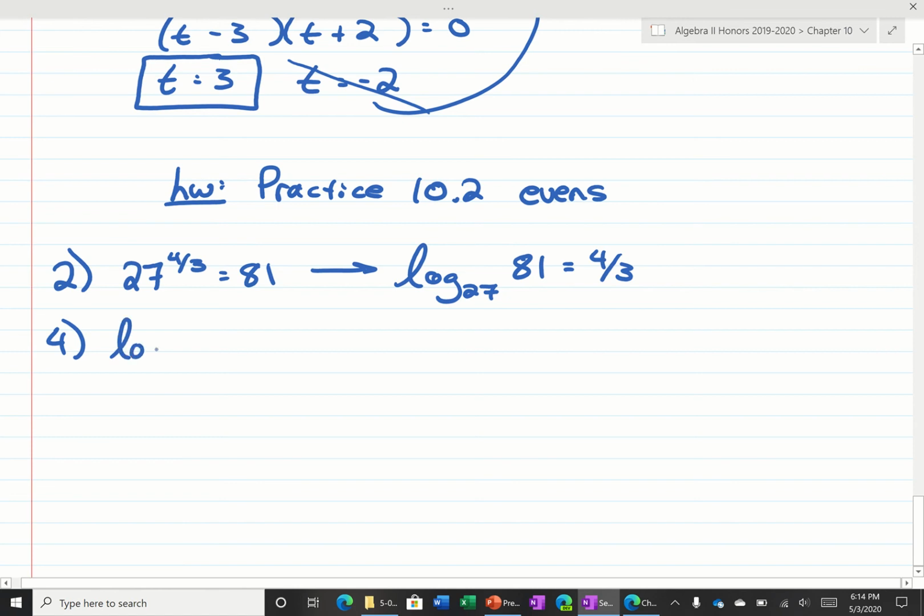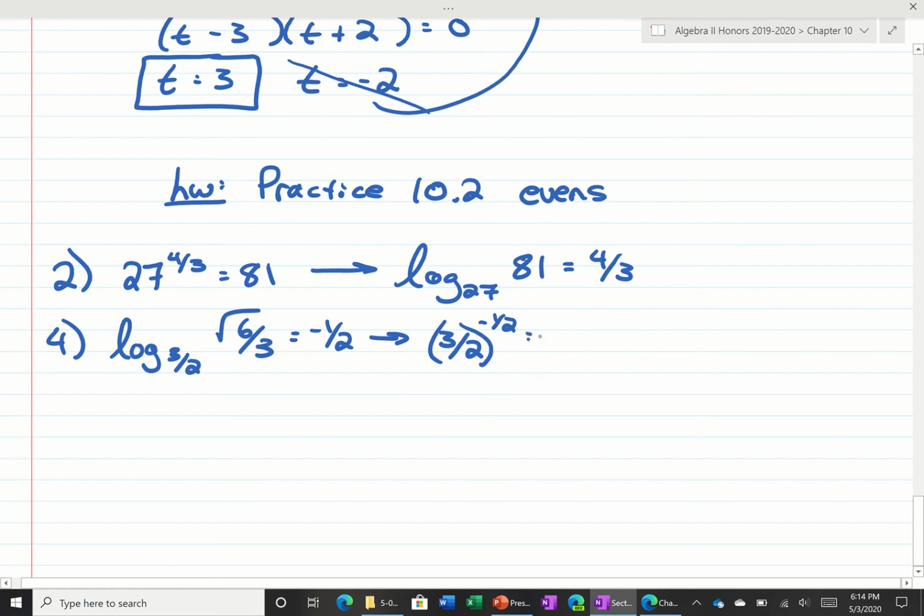Problem number 4, it's saying again use a translation property. Log base 3/2 of the square root of 6/3 is equal to -1/2. So don't let that confuse you. Using the translation property, we're just going to write 3/2 to the -1/2 power is equal to the square root of 6/3.